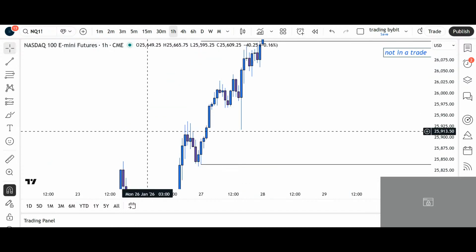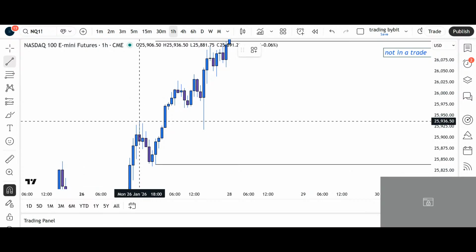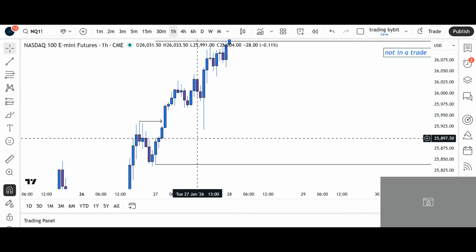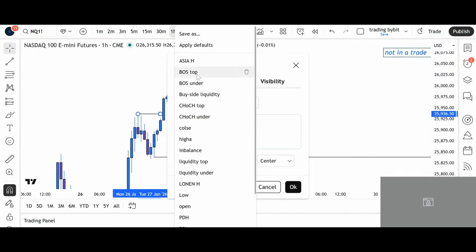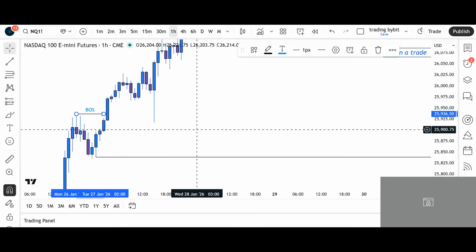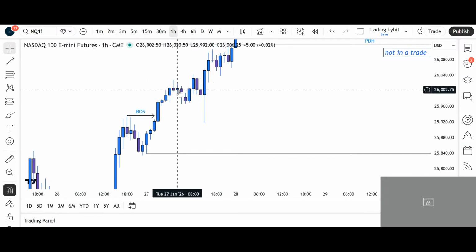So, first of all, I'll go over everything. I'll explain what happened, what we should have done, what can happen if you were trading this afternoon without me in the morning session. So we had a break of structure to the upside right here, and this was not a retracement actually. This one was actually the retracement.